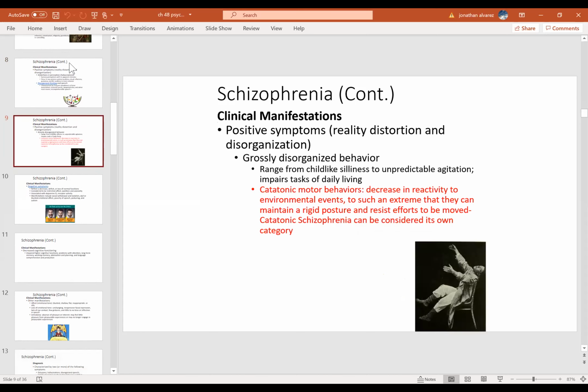The behavior will be quite disorganized, anywhere from temper tantrums, childlike behavior, agitated very easily, to almost a more stern, rigid approach to you. Their bodies can even go into catatonic motor behaviors and create rigid postures.